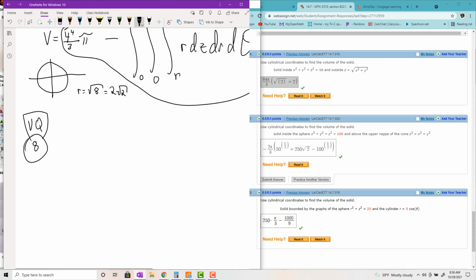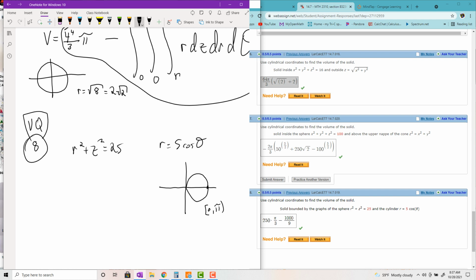So anyways, the solid bounded by the sphere, r squared plus z squared equals 25, and the cylinder r equals 5 cosine theta. So r equals 5 cosine theta, first off, in the xy plane, what the heck is that? That's going to be a circle. It starts out at 5 and then dies to 0, and then it goes negative, increases back to 5. One issue, this is really traced out from 0 to pi, so you want to be careful about that.